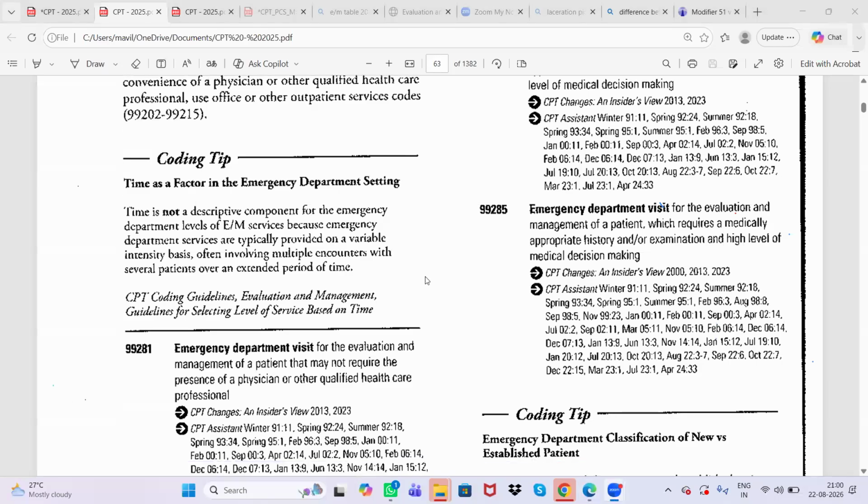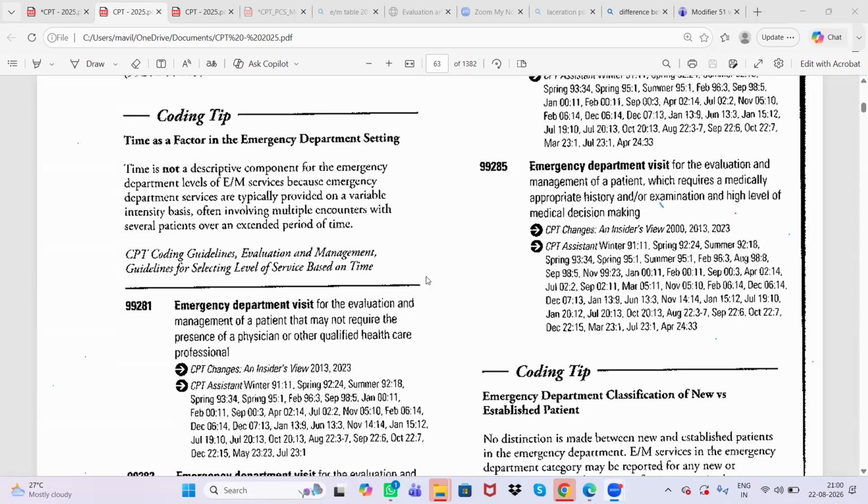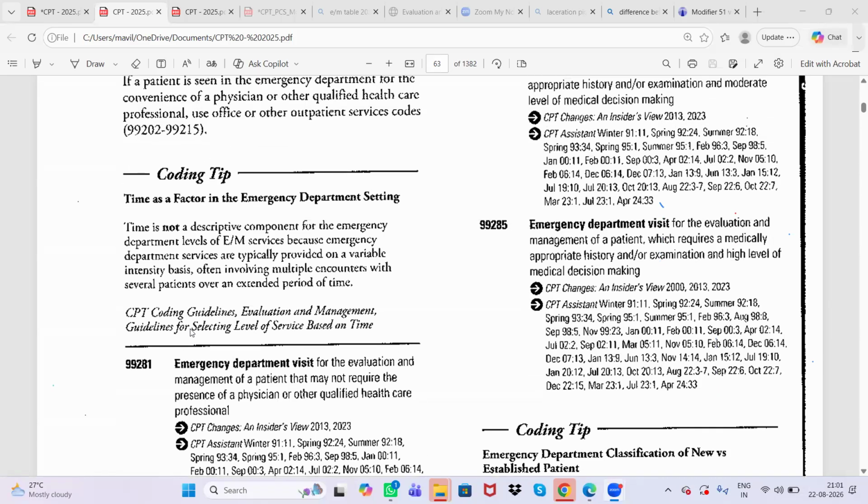Okay. How many of you are aware of the ED codes, which are 99281 to 285? No, ma'am. Sorry, not aware, ma'am. Okay, no problem. What is emergency department? Patient discharged within 24 hours from the hospital.